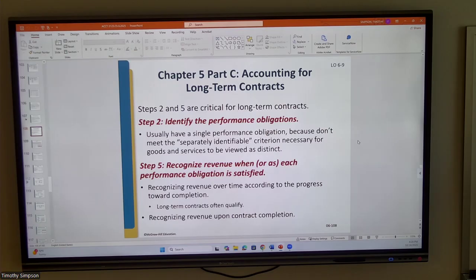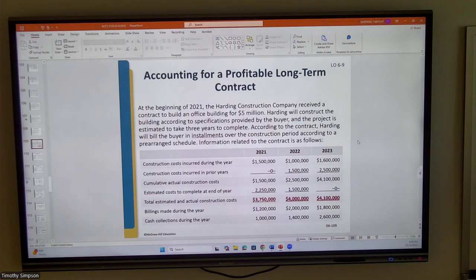And we'll talk about it either from the standpoint of progress toward completion, that is over time, or upon contract completion. This is the area that we're going to focus a little bit more on here and talk about the differences, some of the pluses and minuses of doing that.